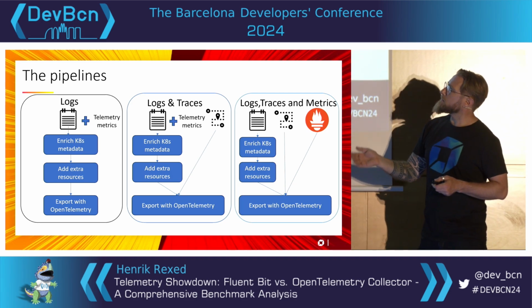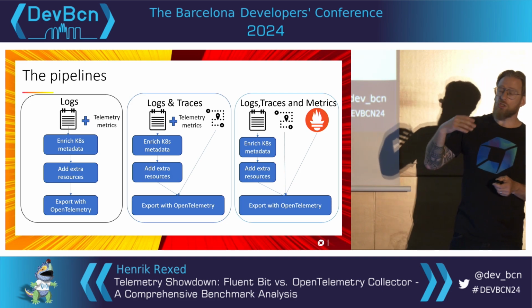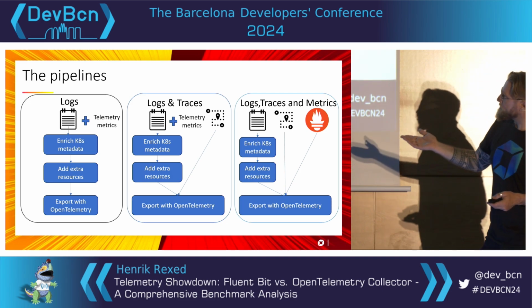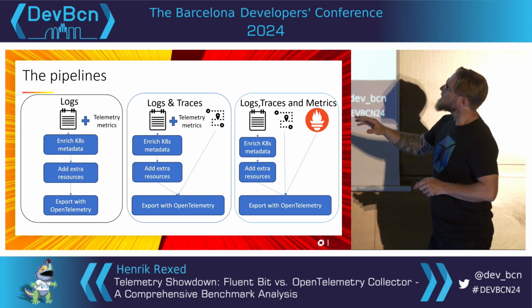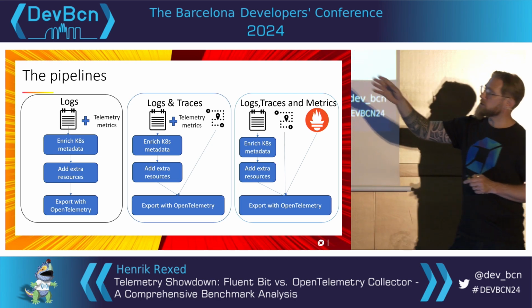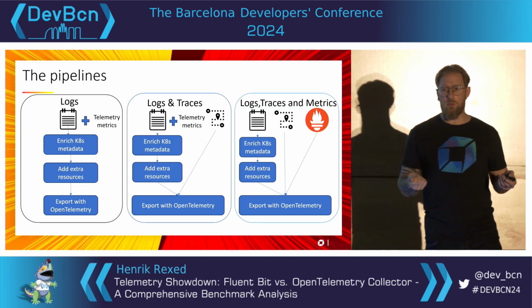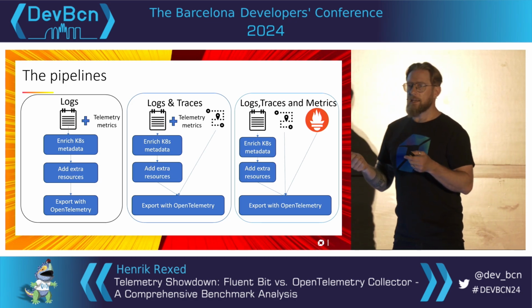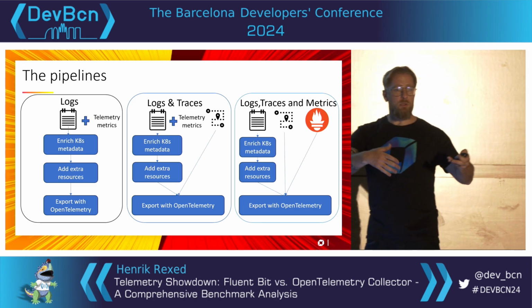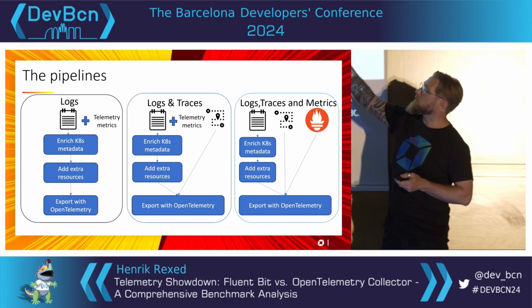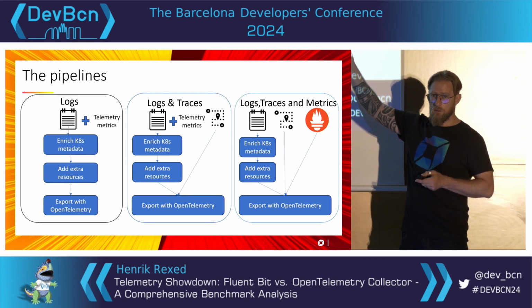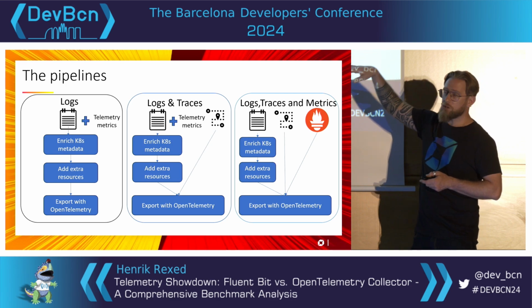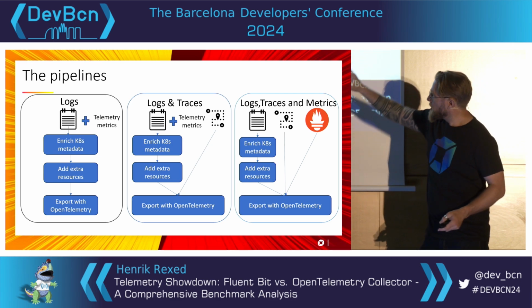On the traces, I will just enrich because they have the content modifier, and I will export it. That's the only thing I'm doing. And then on the metrics, I'm going to scrape some Prometheus data, and I'm going to reduce the cardinality because Fluent Bit 3 supports that. And then I'm going to add a few labels with the label processor and export it to OpenTelemetry.